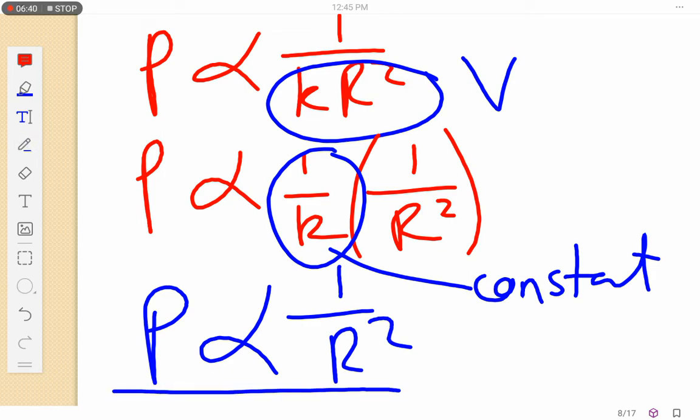You can even do it with the substitution where you make v the subject of the formula in the other equation. You will still get the same thing. Let's move on to the next question.